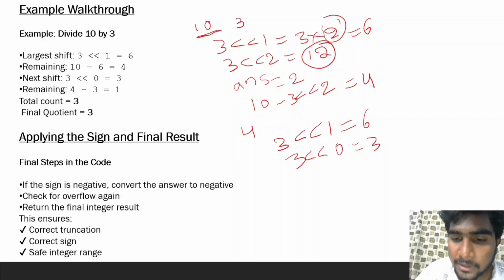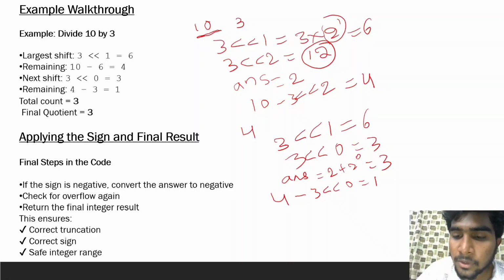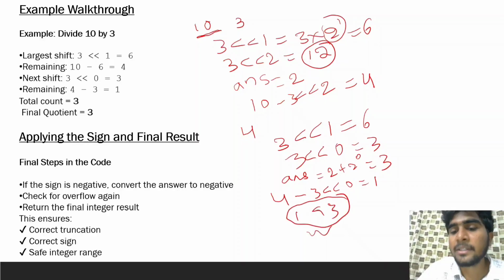So we can update our answer now. 2 plus 2 power 0, that is equal to 3. Now the remaining part is 4 minus 3 left shift 0, that equals 1. Now 1 is less than 3, so we will stop here. Every time we check one condition, that the remaining part is always greater than the divisor. This is the example.